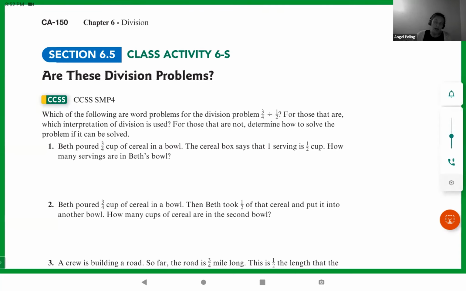We're asked which of the following are word problems for the division problem 3/4 divided by 1/2. For those that are, which interpretation of division is used? For those that are not, determine how to solve the problem if it can be solved. So write the equation.